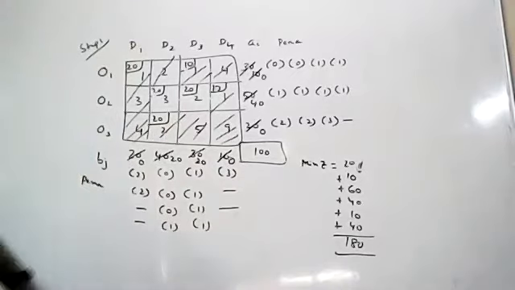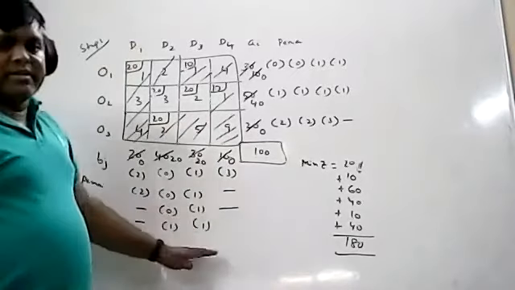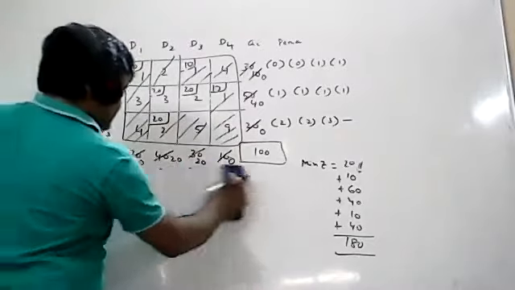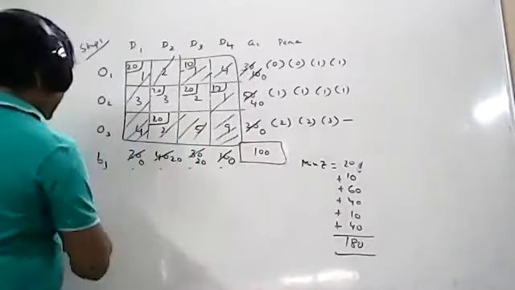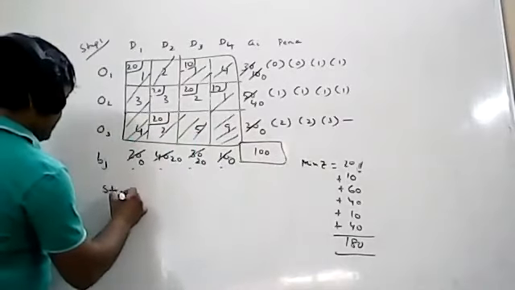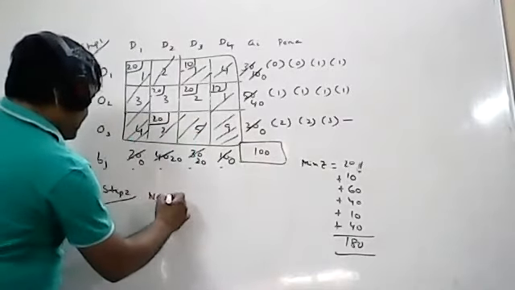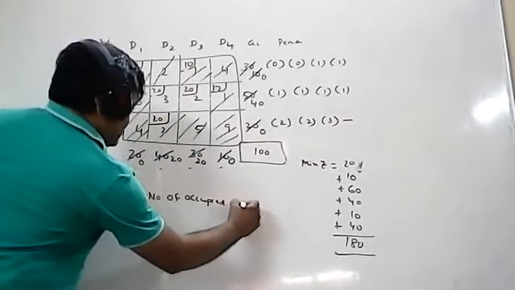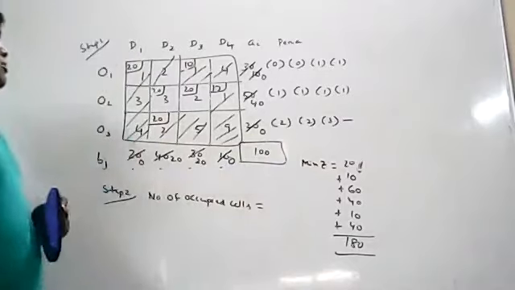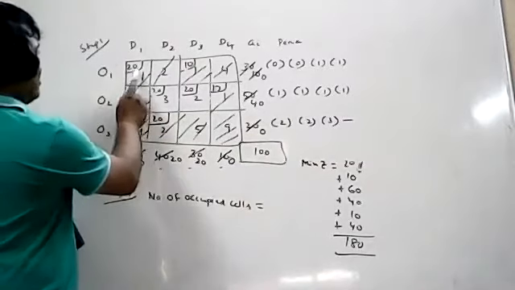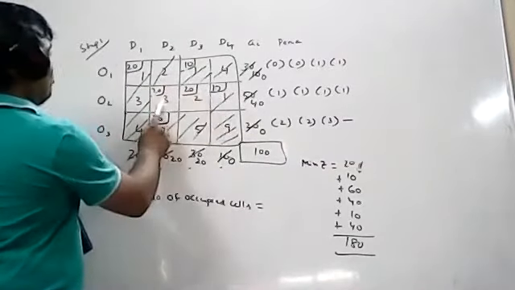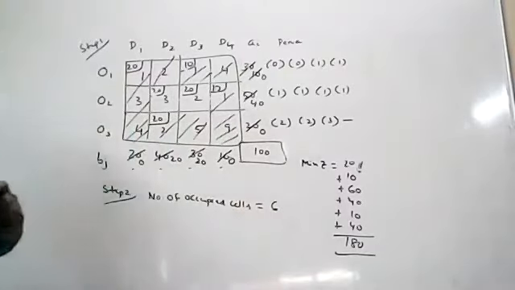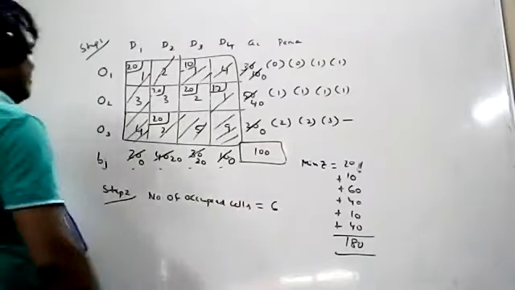So right now, step number 1 is completed. So next, step number 2. I will rub this data and write step number 2 here. Number of occupied cells equal to how many you got? 1, 2, 3, 4, 5, 6. 6 cells you got. Number of occupied cells equal to 6.